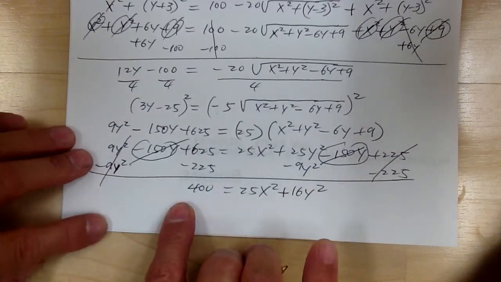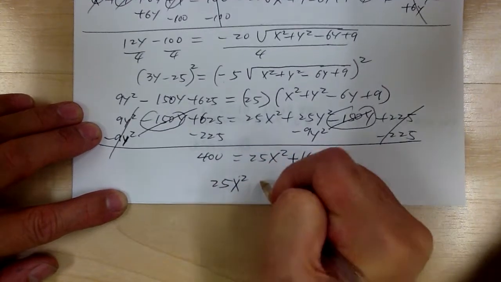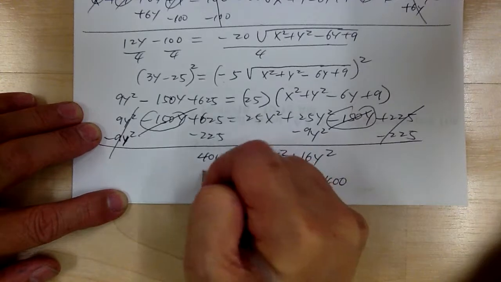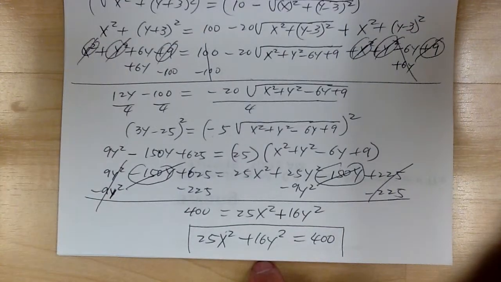But again, the number on this side looks kind of awkward, so I'm going to flip it over. So I get 25x squared plus 16y squared equal to 400. Okay, let's go to the next one.